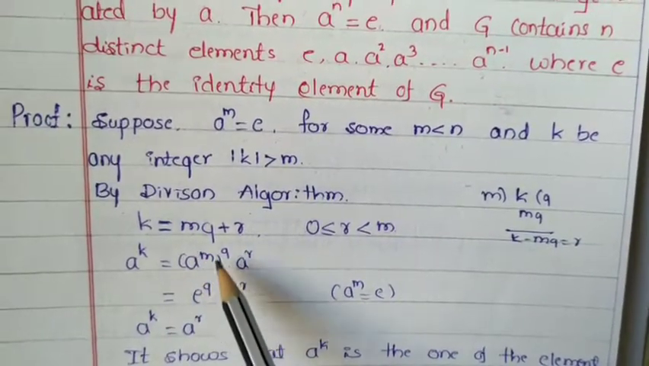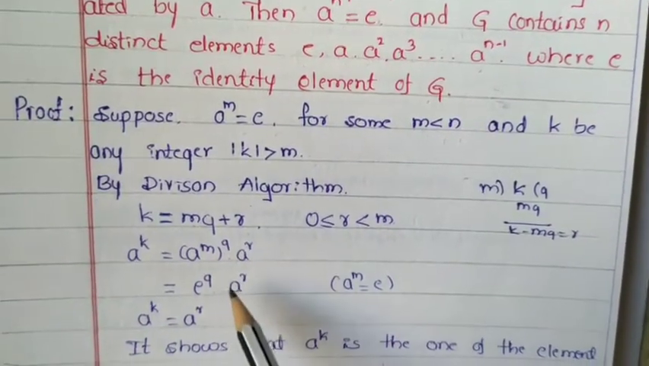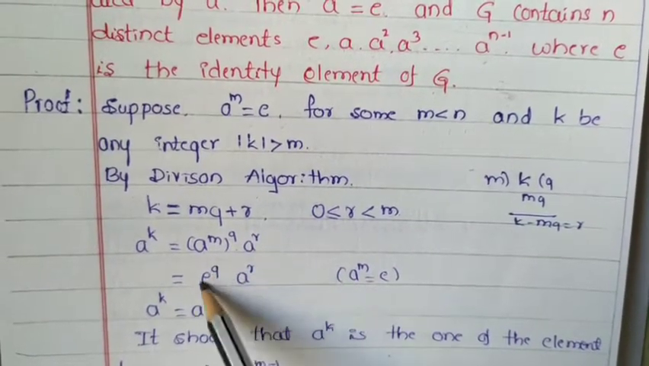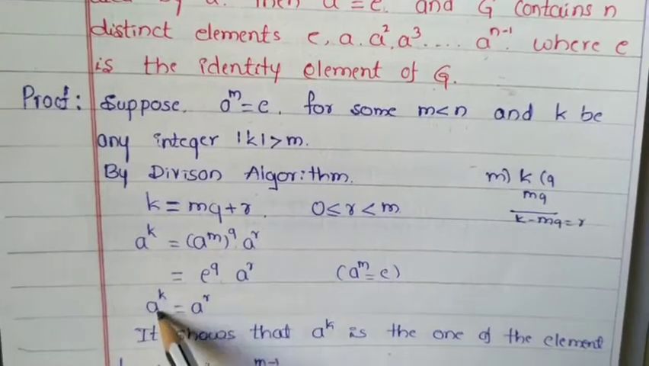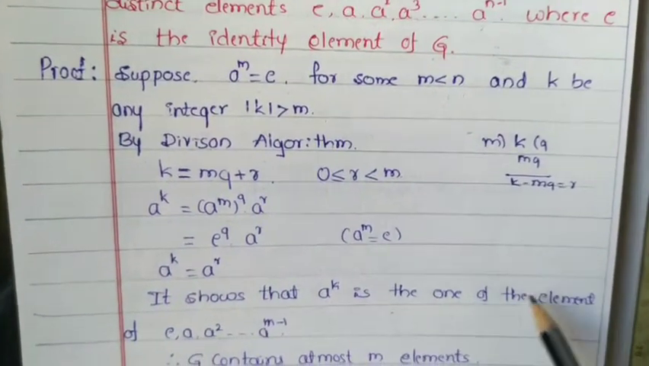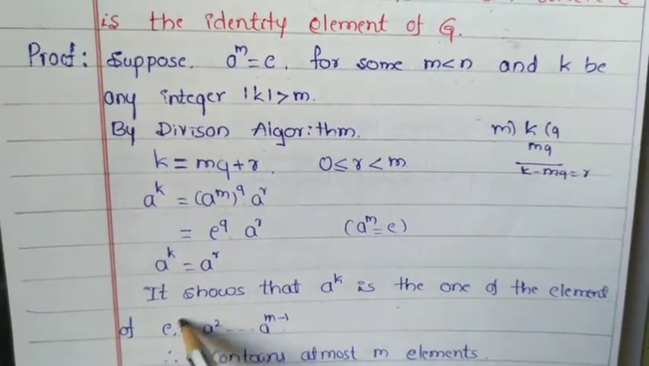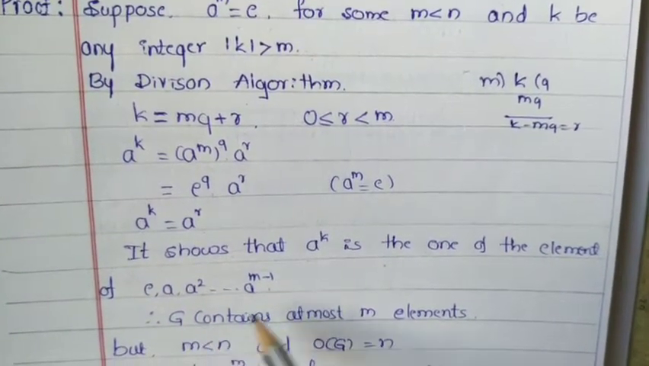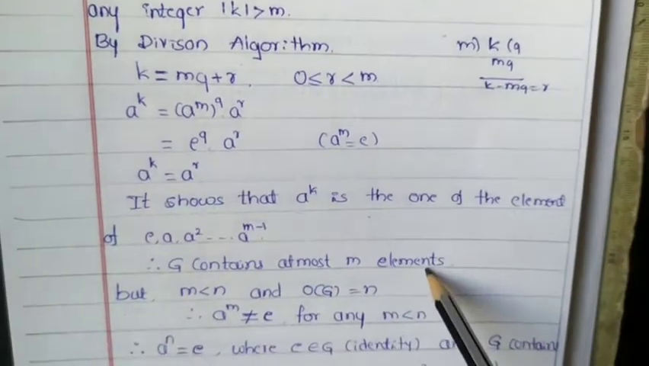Now what happens? a raised to k equal to a raised to m raised to q into a raised to r. But a raised to m is taken as e, therefore it is e raised to q, which is 1, into a raised to r. So a raised to k equal to a raised to r. It shows that a raised to k is one of the elements in the set e, a square, up to a raised to m minus 1. Therefore, G contains at most m elements.